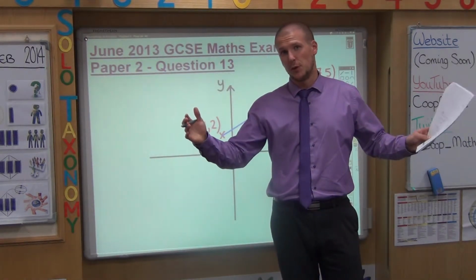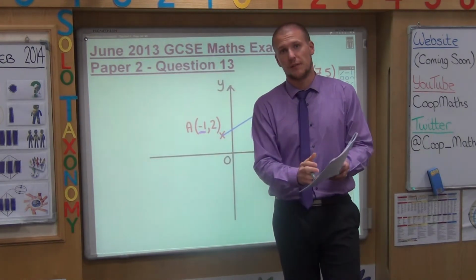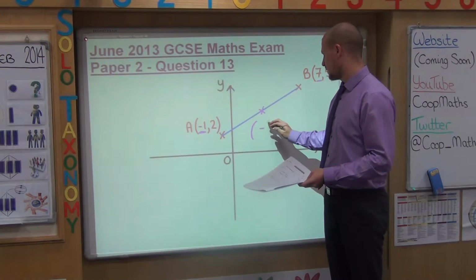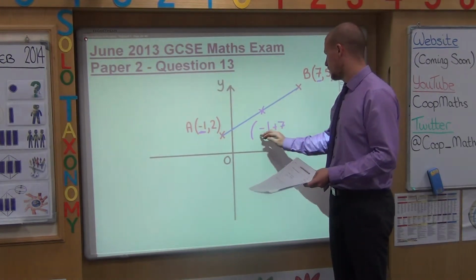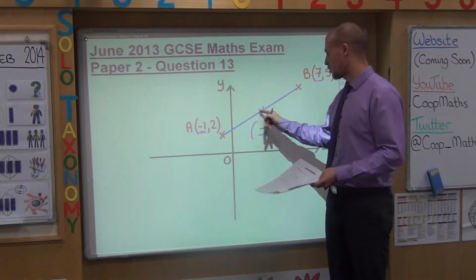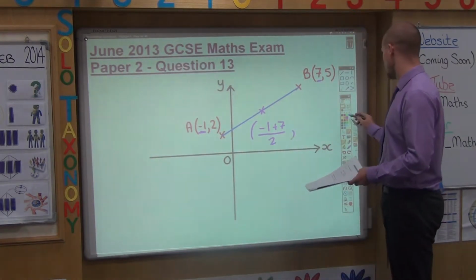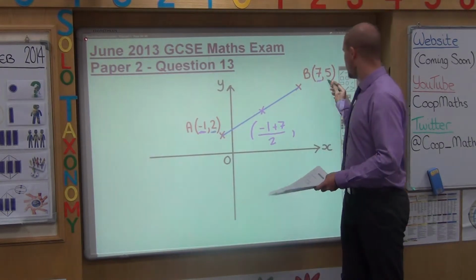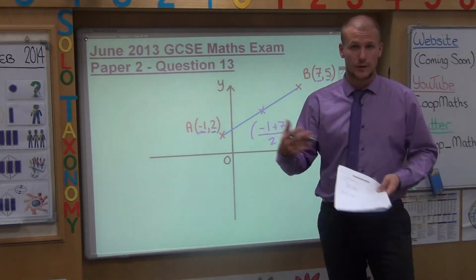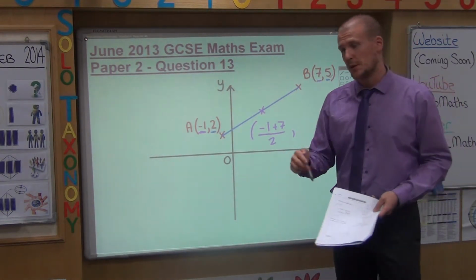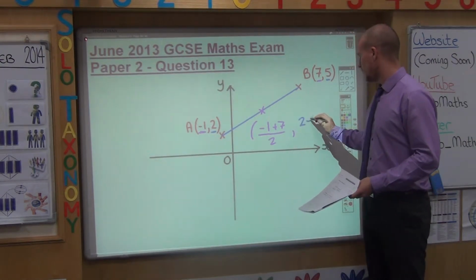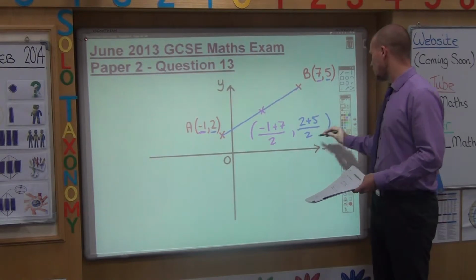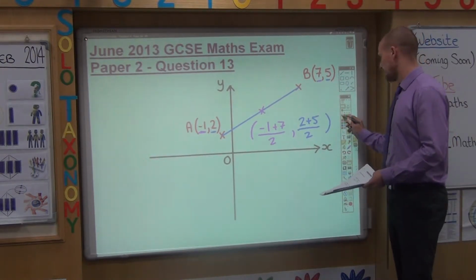Which basically means you are finding halfway between -1 and 7, which you can do by calculating the mean of them. So if you add these together and divide by 2, that gives you the x coordinate for the midpoint. If you take the height of 2 and the height of 5, or the y coordinates 2 and 5, find halfway between those, which again, doing the average, the mean, add them together, divide by 2, that will give you the y coordinate of the midpoint.